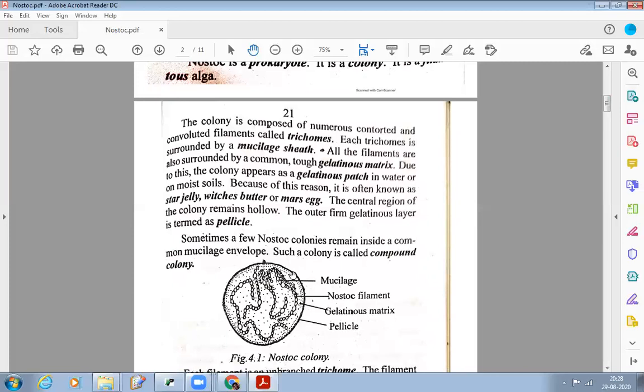Sometimes a few Nostoc colonies remain inside a common mucilage envelope. Such a colony is termed a compound colony. So within this colony, if there is a daughter colony, a separate colony will exist. In that case, it can be considered a compound colony.